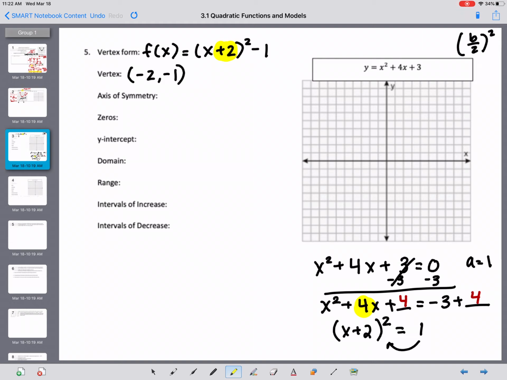That means that I'm going to go to the left 2. Okay, so let's go ahead and plot that vertex. (-2, -1) should be right here. Axis of symmetry is going to be a vertical line that goes through the vertex. So since I already have the vertex, I can go ahead and find that axis of symmetry. So a vertical line goes up and down, so it has to go through that vertex point. Now when I write out what my axis of symmetry is, it's going to be x equals your h value, because that is the number it's going through, which is -2.